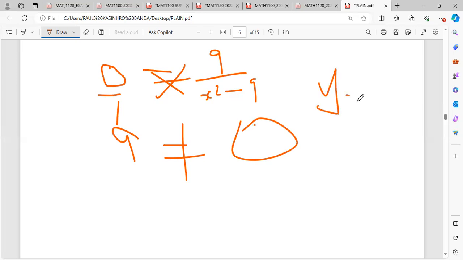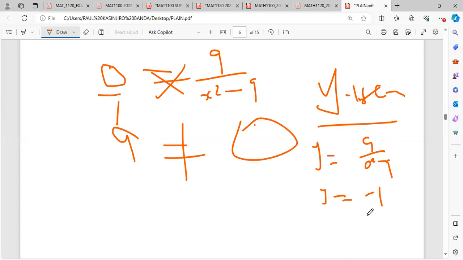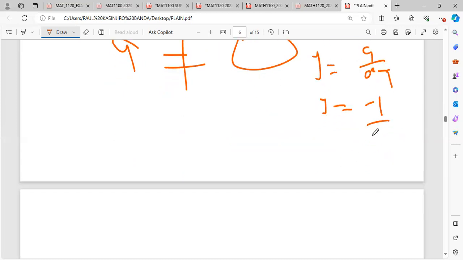Then we go to y-intercepts now. Okay, y-intercept, how do we find? We replace wherever there's x, we replace with 0. So it means our y will be equals to 9 over 0 squared minus 9. Okay, so meaning our y will be equals to just 9 over minus 9, so minus 1. Okay, so mean here the y-intercept is 0, minus 1.